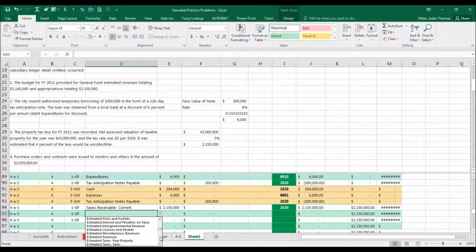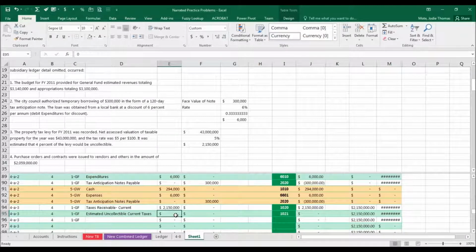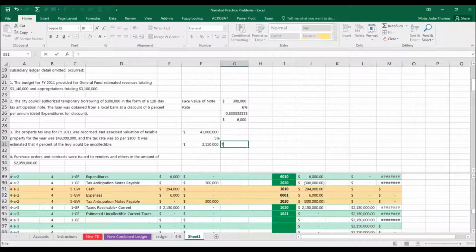uncollectible current taxes, okay? And our rate, the problem says, was that 4% of the levy would be uncollectible. All right, so here's our taxes receivable amount, and here's our uncollectible amount. Wrong column there. And they said it's 4%. So let's do equals 0.04 times that.